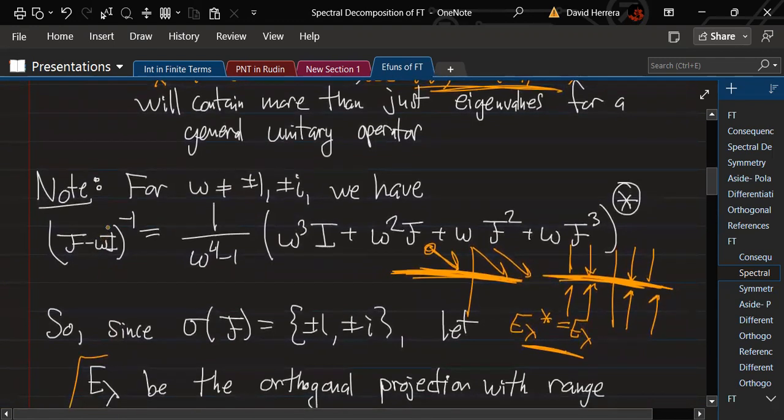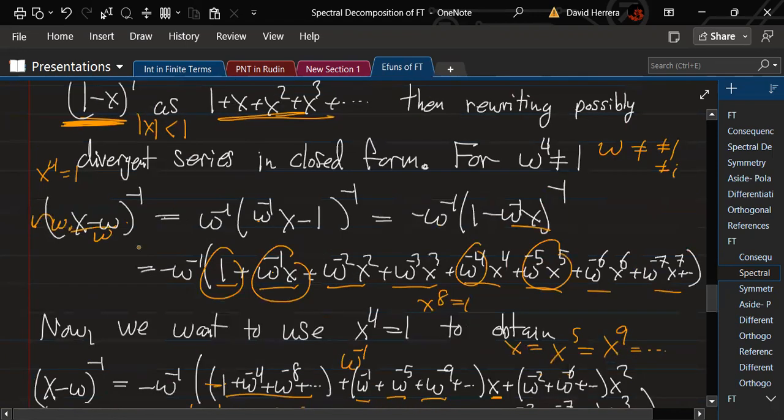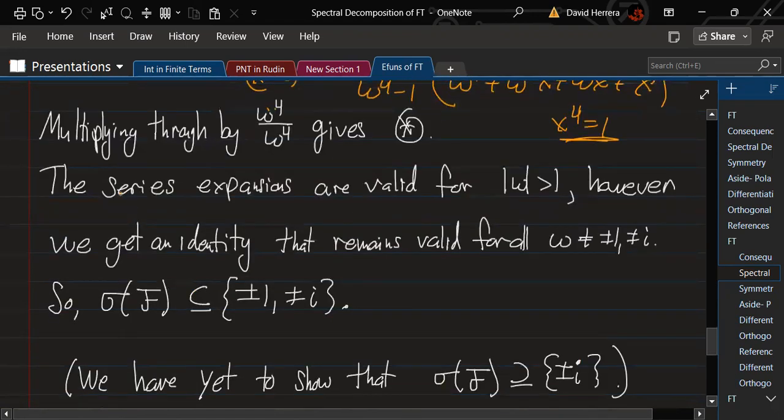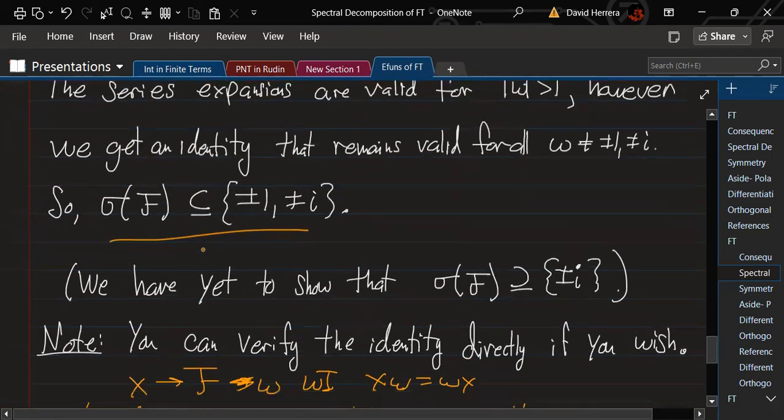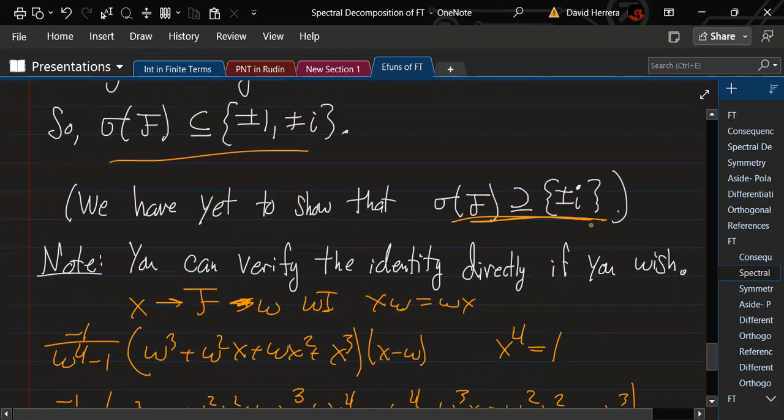Another way, actually, you could find this inversion formula, which I didn't. Let me just finish the notes before I go off on a digression. So the series expansions are valid for this certain thing. We get this thing. That's what we showed. We have yet to show this. We claimed that negative i was in the spectrum of f in the first video. I gave an example of this right here, and I said that this was negative i times that same function. So I'm claiming that negative i is in the spectrum. However, I didn't show it.